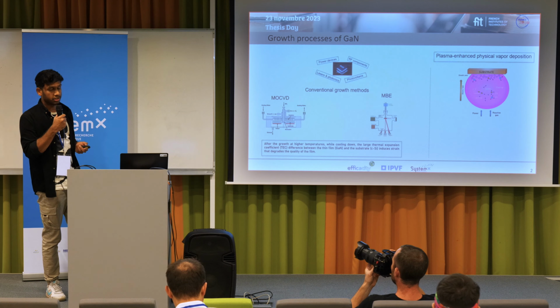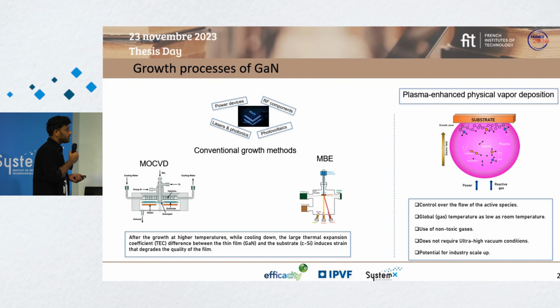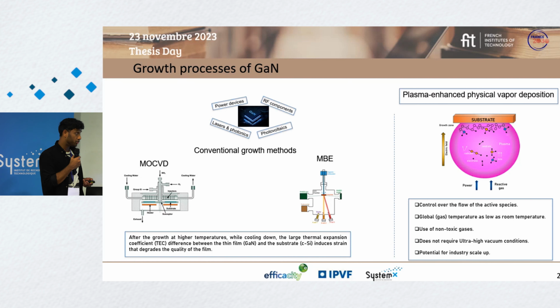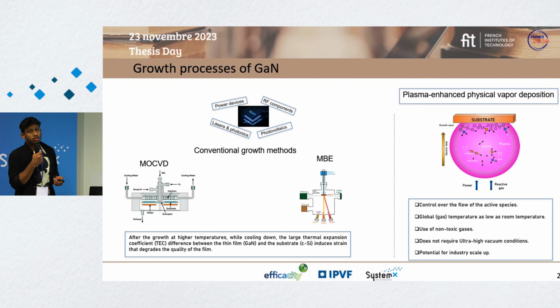So potentially we look for processing methods that use low temperatures, and one of them is plasma enhanced physical vapor deposition, also known as reactive sputtering. The advantages of reactive sputtering are that we get better control over the flux of the active species. The global gas temperature or the plasma temperature is almost maintained at room temperature, and we use non-toxic gases.